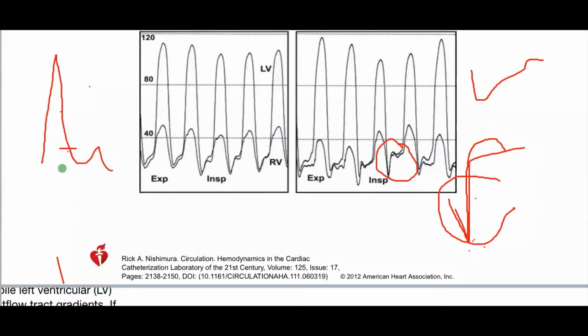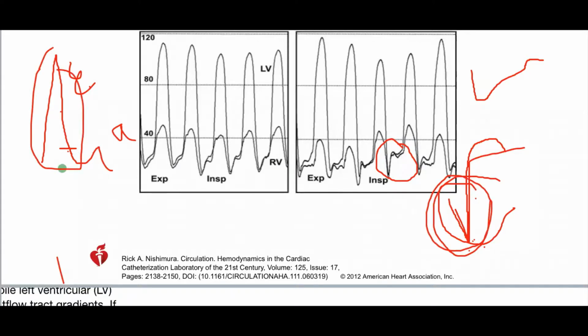High E, and this is E and this is A. And it ends suddenly. That's why it ends suddenly here. It's short because it goes this way and suddenly equalizes. Okay? So this is an indication of grade 3 diastolic dysfunction. Okay? Good.